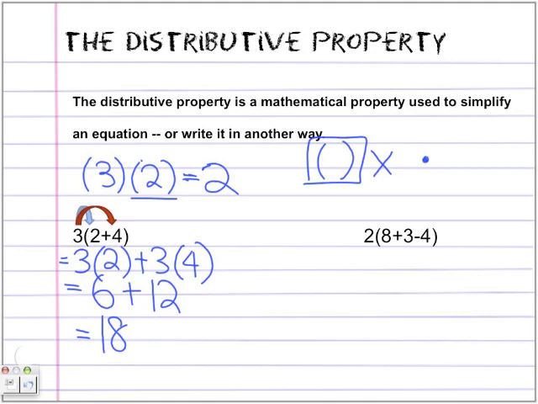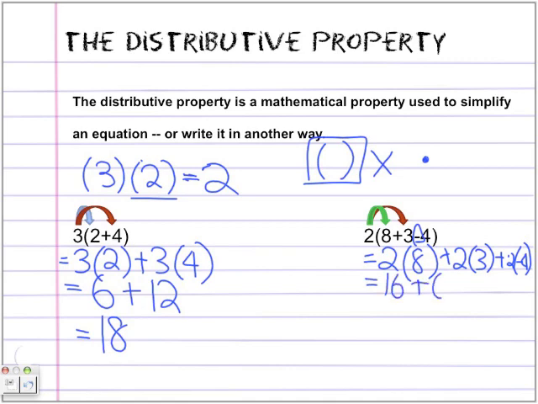If we look at another problem, it's going to be 2 times 8 plus 2 times 3, subtract 2 times 4 because of the negative sign. 2 times 8 is 16, and 2 times 3 is 6. And we know that if you multiply by a negative, the answer is going to be negative, so 2 times 4 is going to be negative 8. So that's going to be 22 minus 8, which is 14.